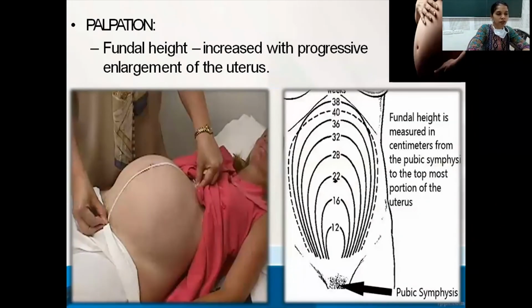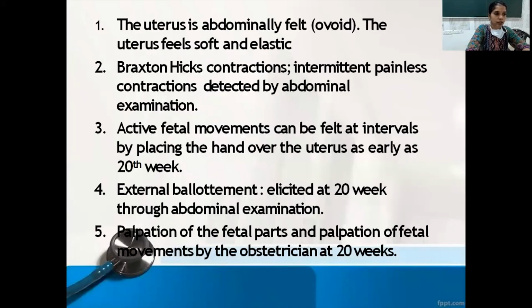So fundal height, if we measure the fundal height with the tape, each centimeter is considered as 1 week. So if it is 38 centimeters, it means 38 weeks. The uterus is abdominally felt. The uterus feels soft and elastic.